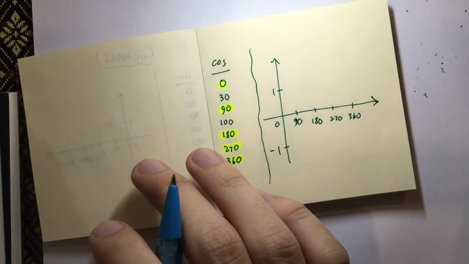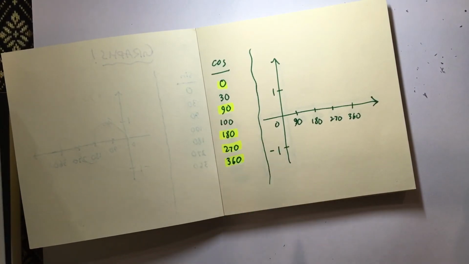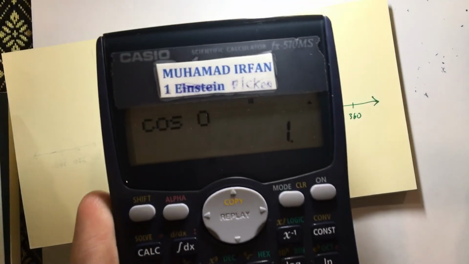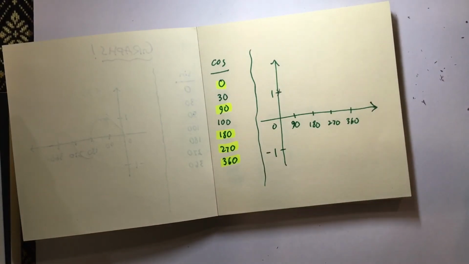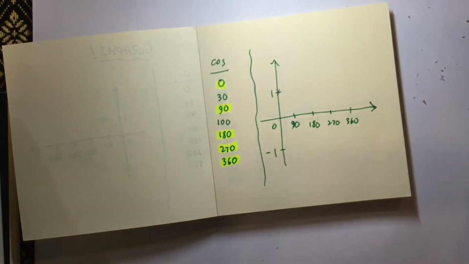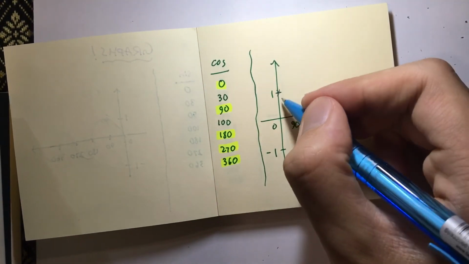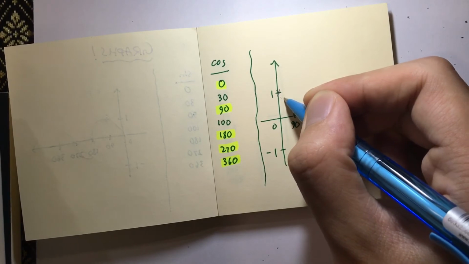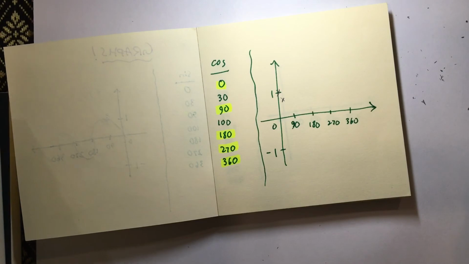Now, we can try it out with the cos graph. All three graphs actually look different because the way the ratios work are also different. Let's try cos 0. You get 1. Cos 30, you get this big number, 0.86. Nearly 1, so it's here. Cos 90 is 0 again.